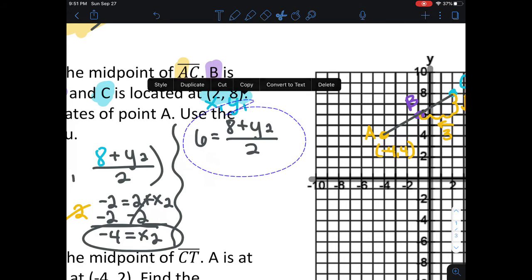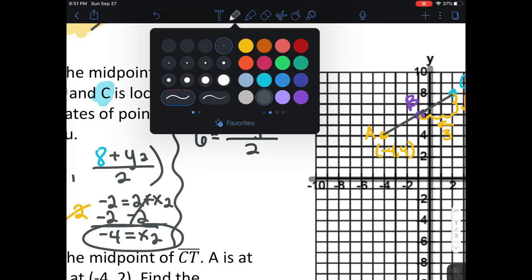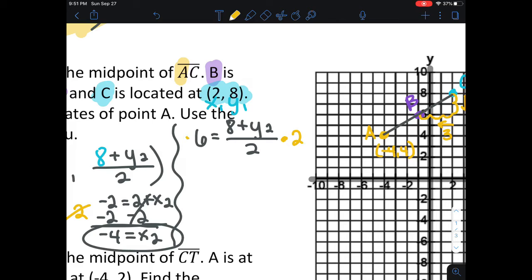Y'all probably like, Miss E, this is too much. Honey, that's why I don't do it this way. That's why I graph it. That's why I graph it. All right, now the same thing over here.